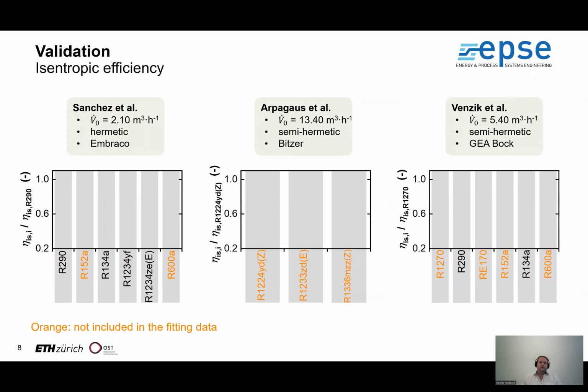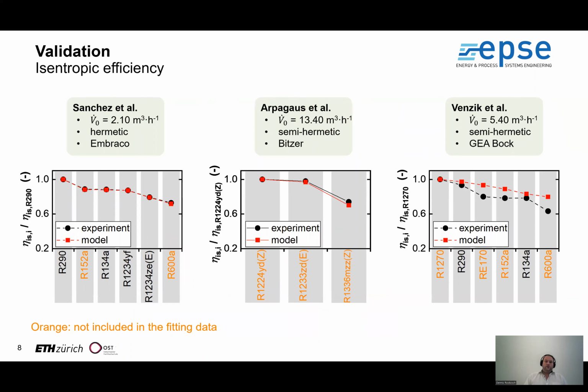And we took 3 additional data sets. 2 are taken from the literature, this one and this one, and 1 was measured by our own. And the special feature is that these compressors are from different manufacturers and of different size. For example, this compressor has a 6 times larger displacement than this one. And furthermore, here refrigerants are included that were not part of the fitting data, here shown in the color orange.